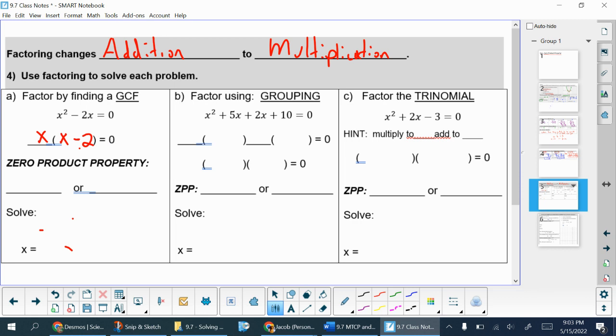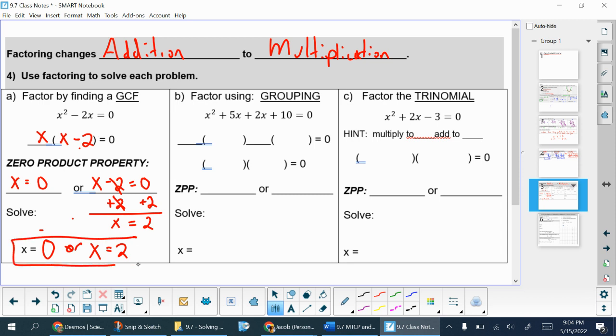And because of the zero product property, either x is equal to 0 or x minus 2 is equal to 0. The first one's already solved for me. The second one I need to solve by adding 2 to both sides of the equation. That'll cancel out, and x equals 2. So I have my options here, x equals 0 or x equals 2.